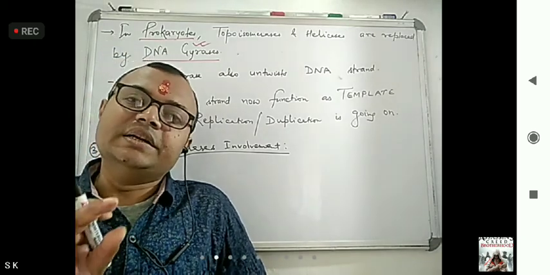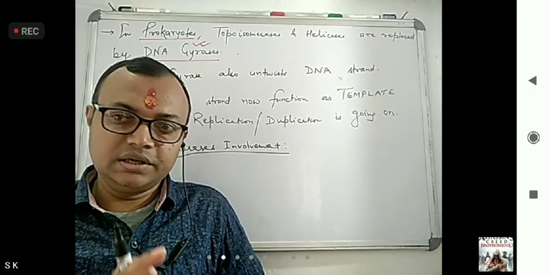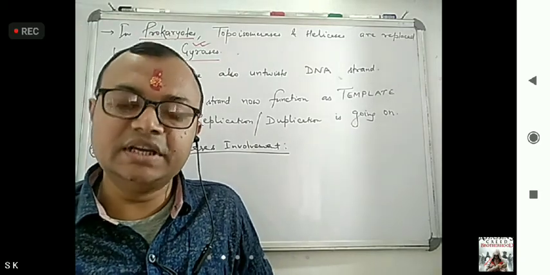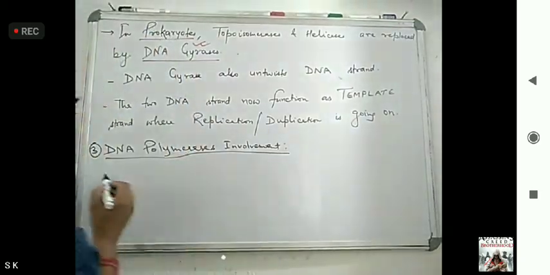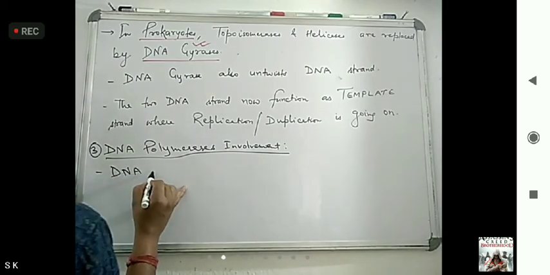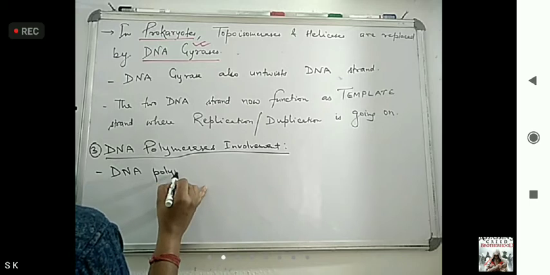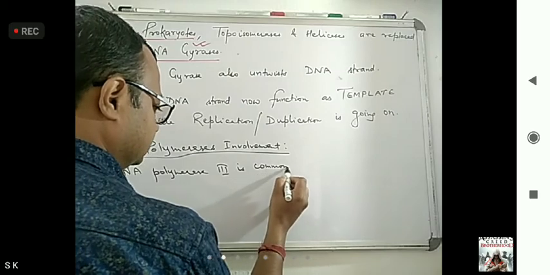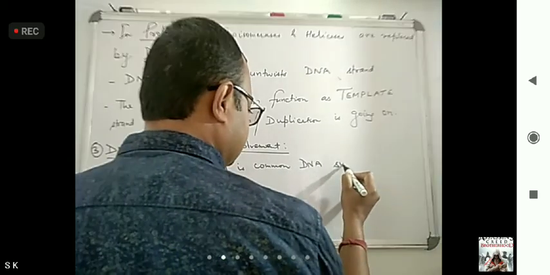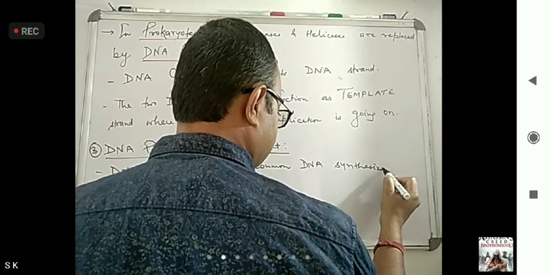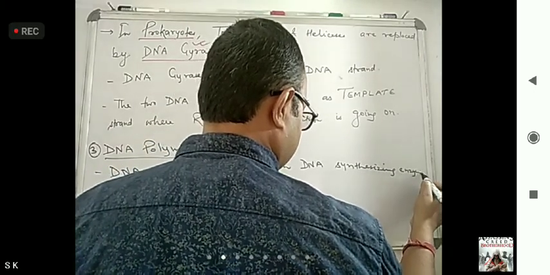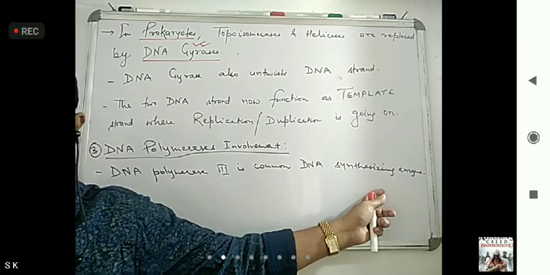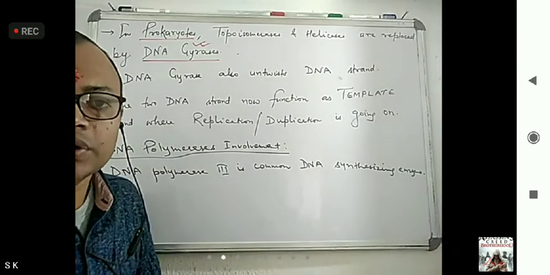So what happens? DNA polymerase third, initially we told it is the most important. DNA polymerase third is a common DNA synthesizing enzyme. Okay, so DNA polymerase third is what? Common DNA synthesizing enzyme.